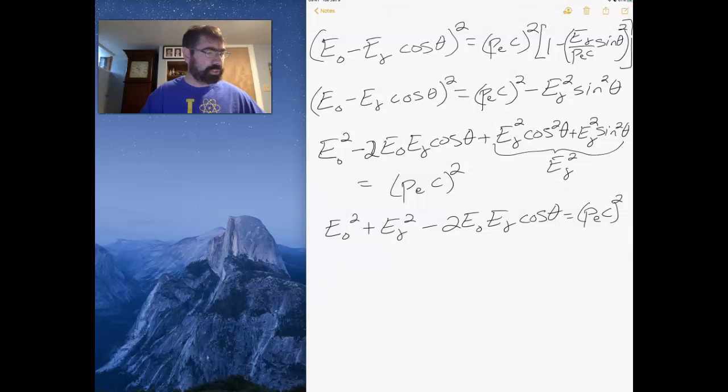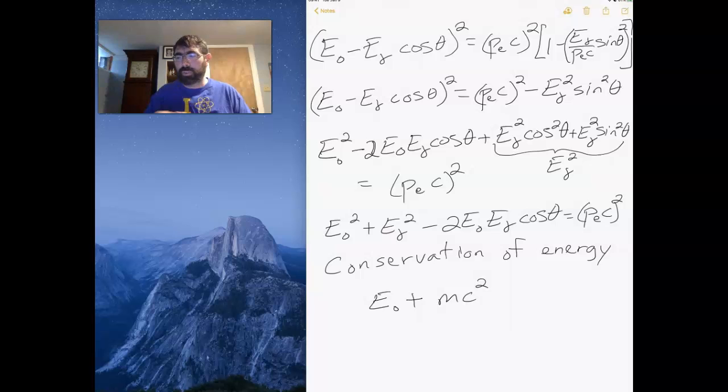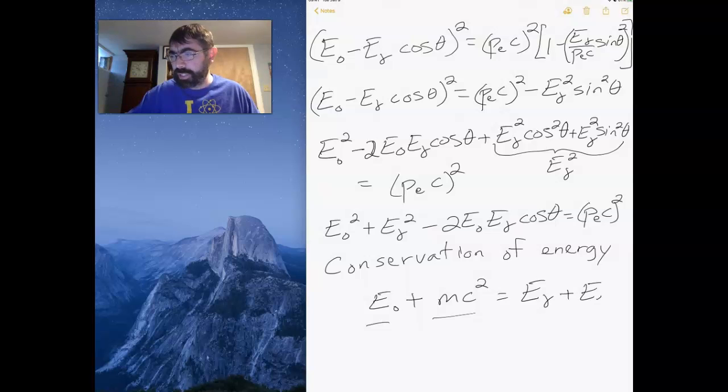So now what we want to do is to look at conservation of energy. With conservation of energy, the initial photon energy plus the mass of the electron times the speed of light squared, that's the initial electron energy, which is at rest, is equal to the energy of the photon after collision plus the energy of the electron after collision.